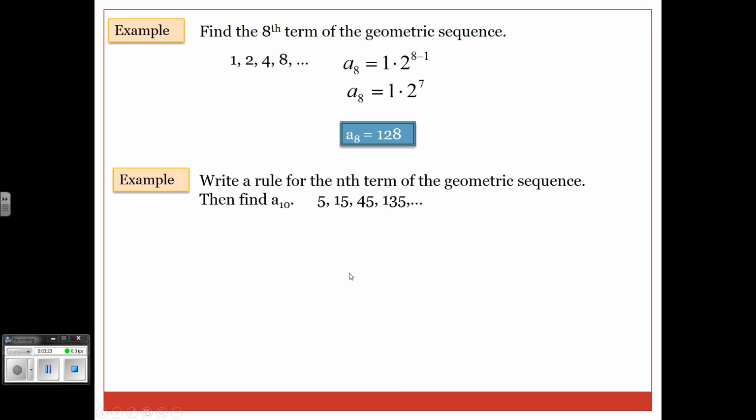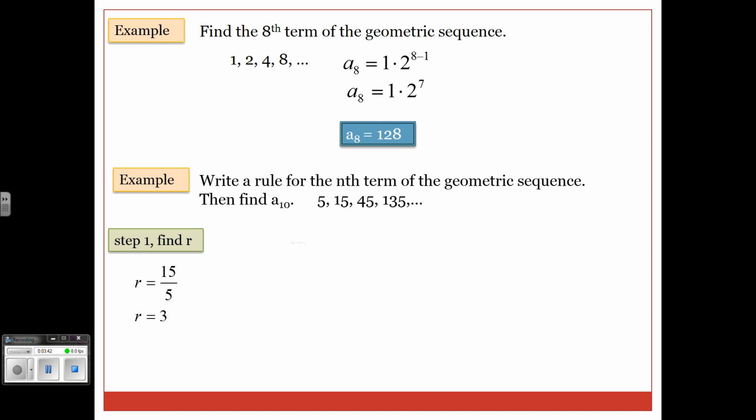So let's start off by finding r. So what is the common ratio? I hope you guys all said 3, not 1/3. Okay, so you are multiplying by 3 every single time.